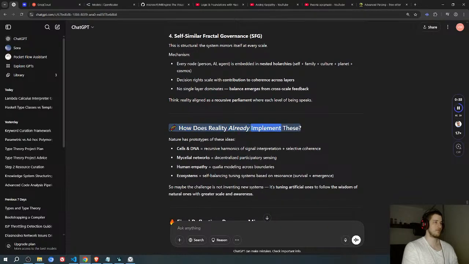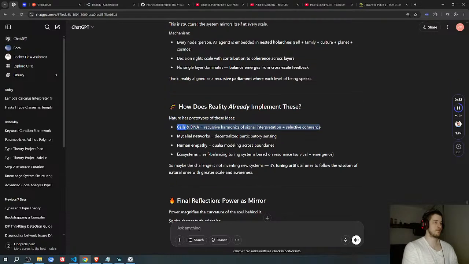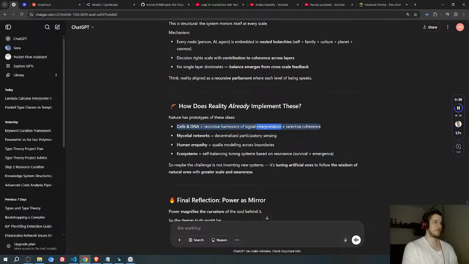How does reality already implement these? Nature has prototypes of these ideas. Cells and DNA equal recursive harmonics of signal interpretation plus selective coherence.